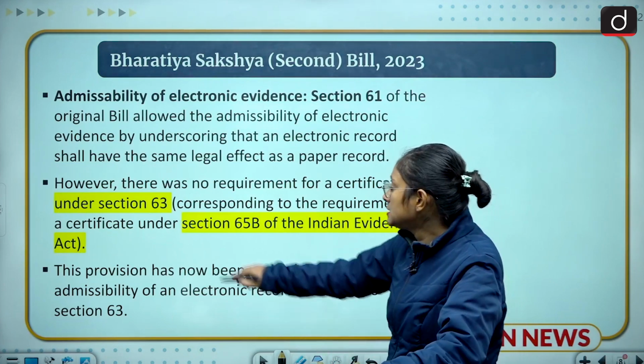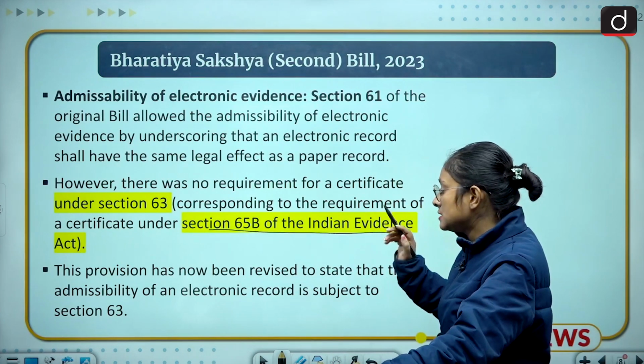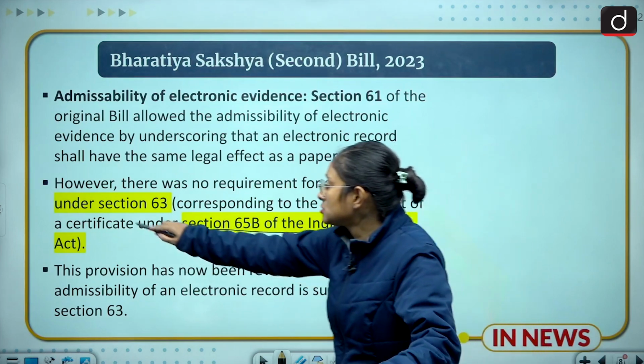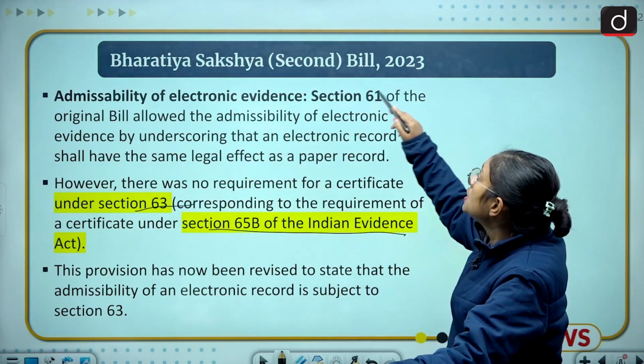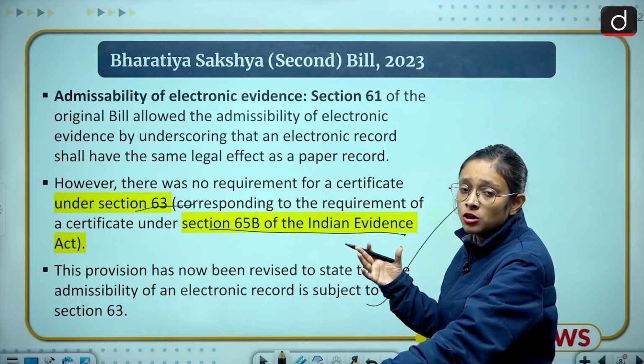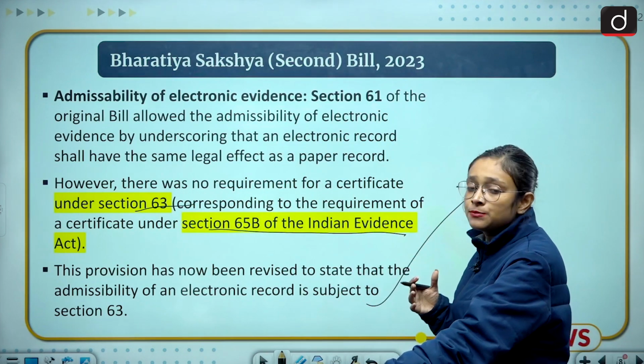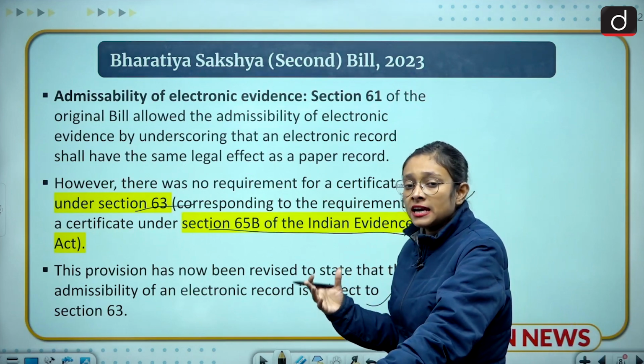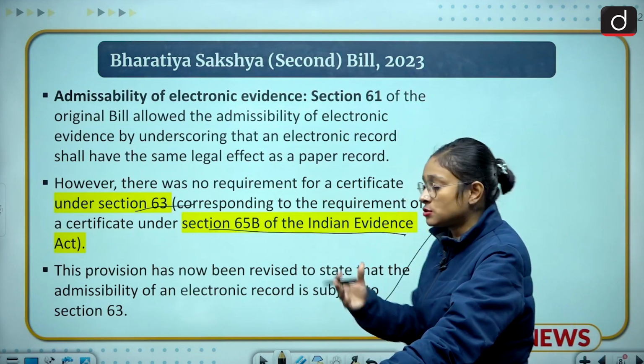And they had also provided that section 65 of the Indian Evidence Act is now under section 3 of the new Bharatiya Sakshya Bill 2023. So these are the changes which have been brought into this new bill, and it has already been passed in Lok Sabha, and it is going to be tabled in today's Rajya Sabha.